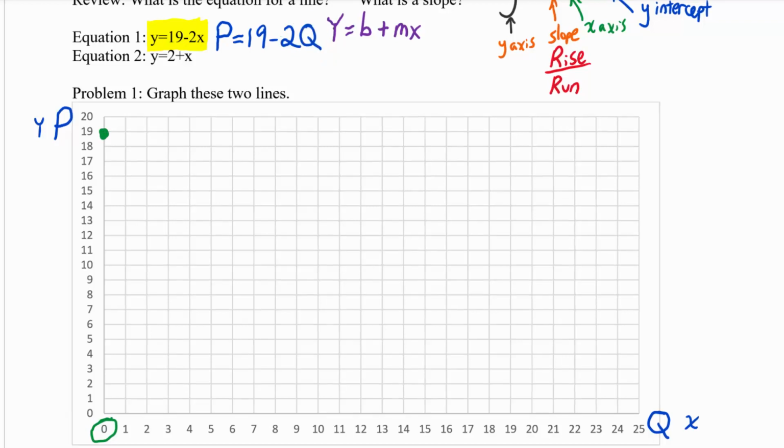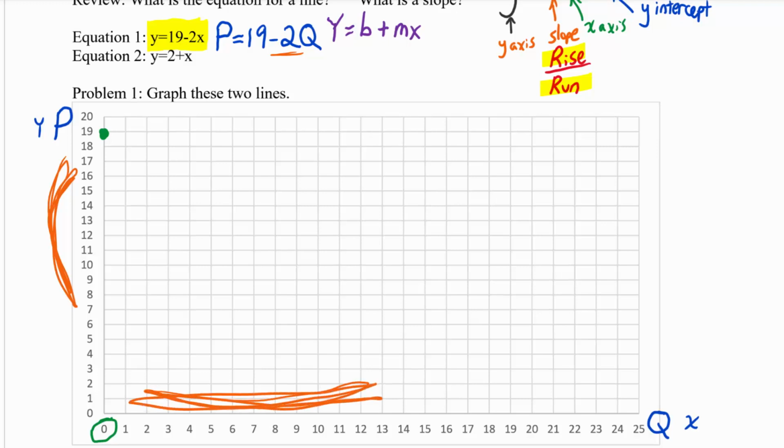Now, how can we graph the rest of the line? There are lots of options. One way is just to make sure you really understand what a slope means, that the slope of minus 2 tells us rise over run, and that rise is how much up or down we're going. Rise is a change in a price. Run is a change in a quantity going left or right here.